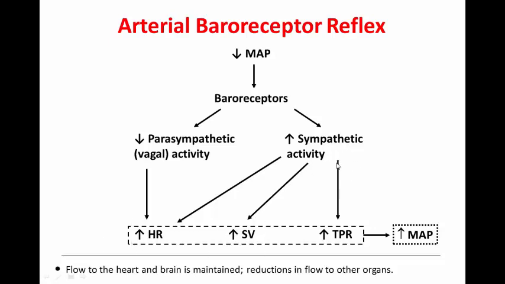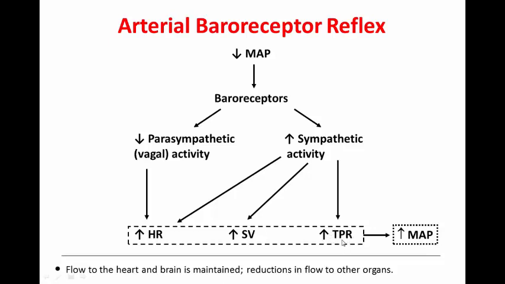With the increased sympathetic activity, the smooth muscle cells of the arterioles would contract, so the arterioles would undergo vasoconstriction. The radius or the diameter is decreased, and the resistance increased, and the mean arterial blood pressure hence increases. With the increase in the mean arterial blood pressure, now flow to the heart and the brain is maintained.